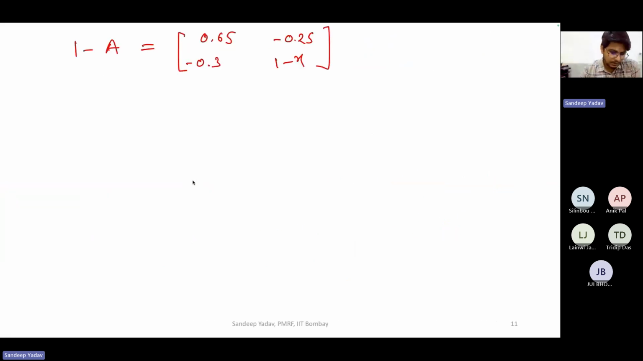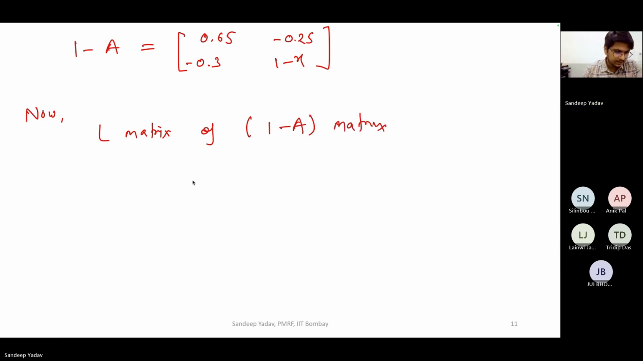So friend, now the Leontief matrix, the I minus A matrix. For any matrix inverse to exist, the determinant of the matrix has to be non-zero. So for now we'll calculate the determinant. Conversely, if the determinant of any matrix is zero, then the inverse does not exist. So we know these two statements.